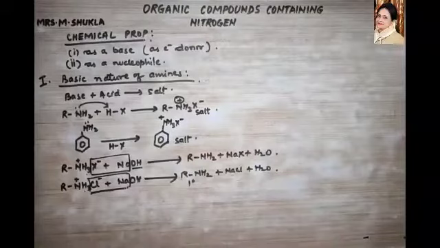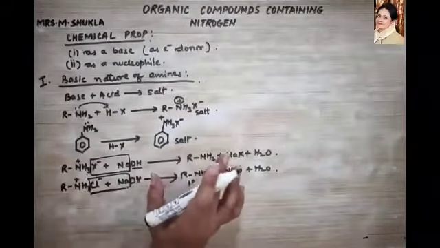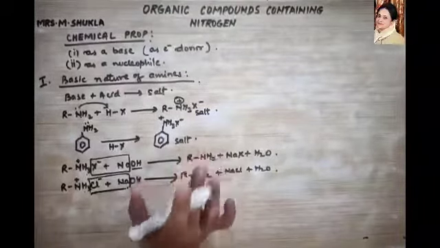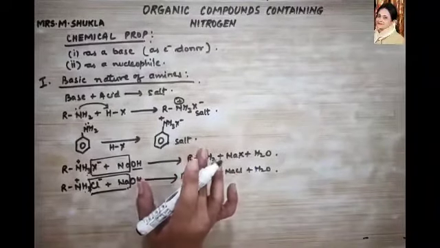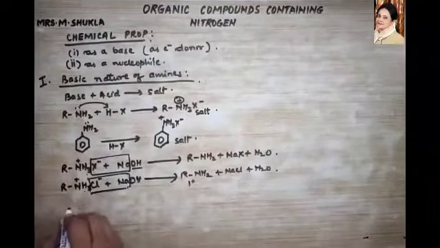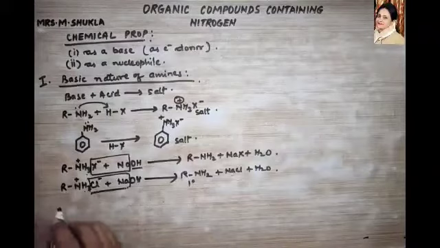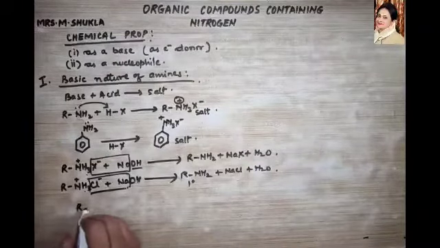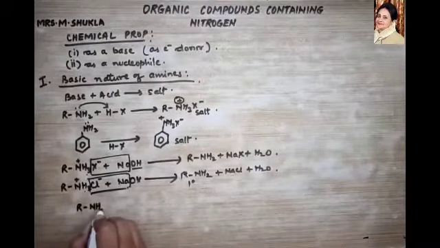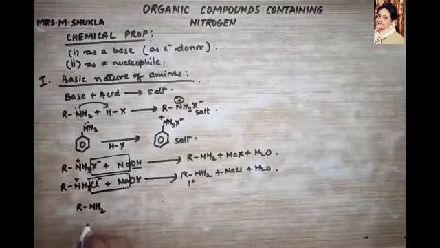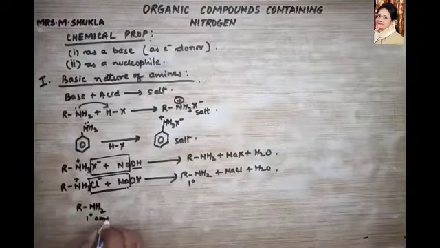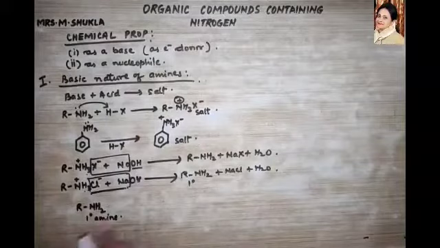Okay, but the order of the basic strength for different amines is different. To check the basic strength of the amine experimentally, let's see how it was done. Firstly, an aqueous solution of the amine was prepared. So let's take this primary amine, which is acting over here. This is your primary amine, which is your Lewis base.